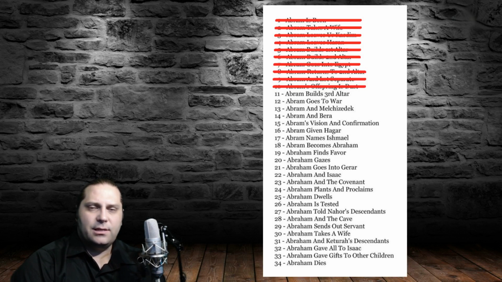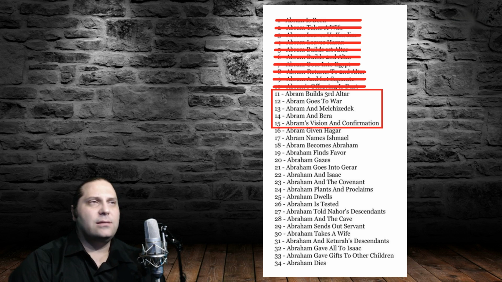Here is the list that shows the 34 distinct events that Abraham played a role in according to the Torah scroll. Events 6 through 10 have been crossed out. In this video, I'm going to take you through the next 5 steps.